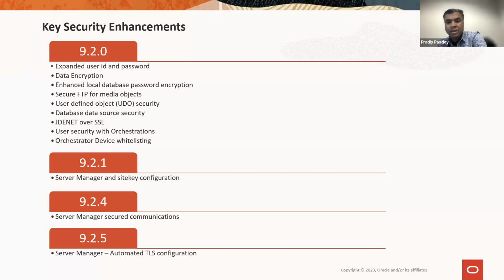When you are communicating between JAS and enterprise server, you need to secure the pipe, user security with orchestrations, and orchestration device whitelisting. In 9.2.1, we supported server manager and site key configuration, which is 6-7 years back. In 9.2.4, we had server manager secured communications for the JMX communication with SM console and SM agents. And in 9.2.5, we provided an automation feature to automate the transport layer configuration for server manager.